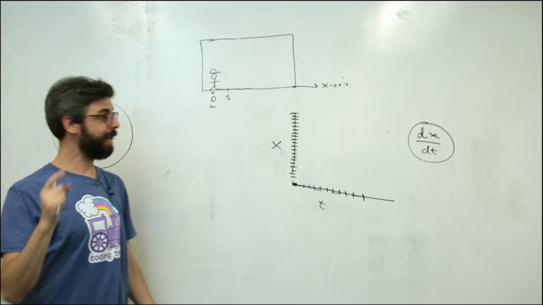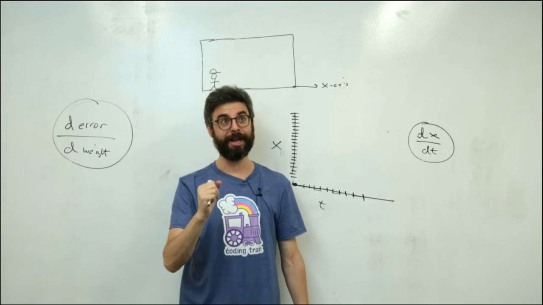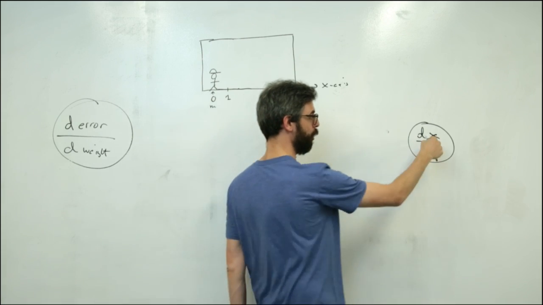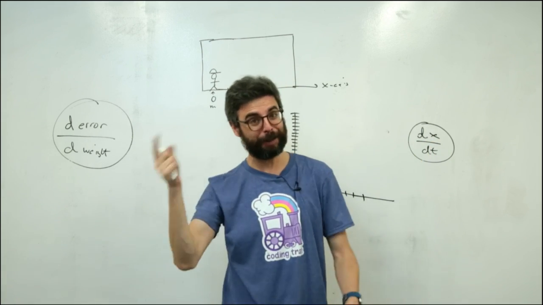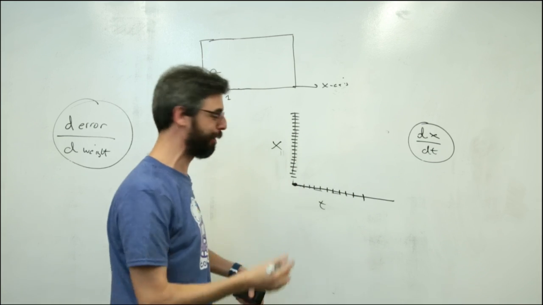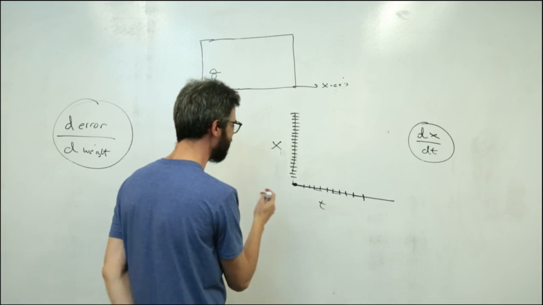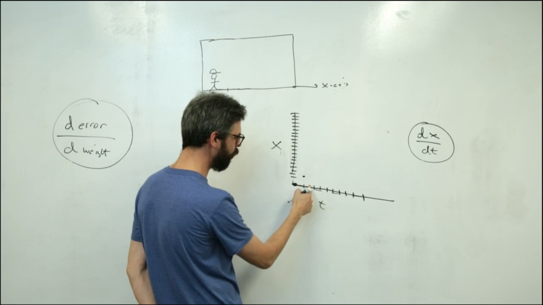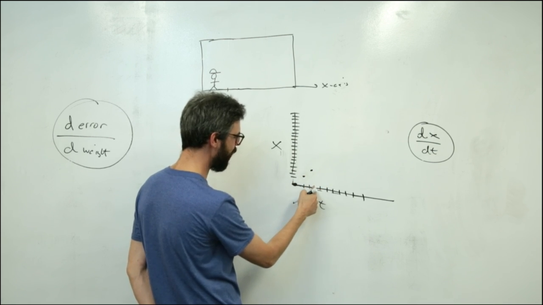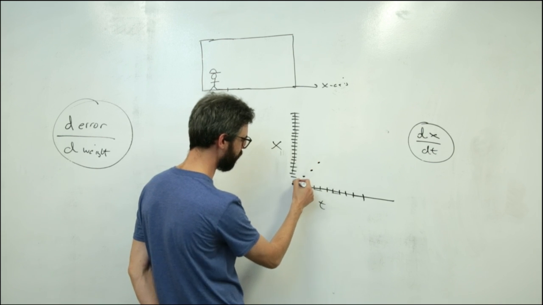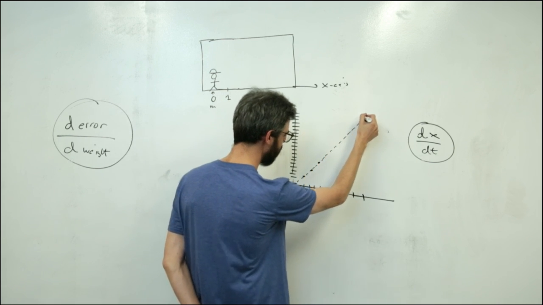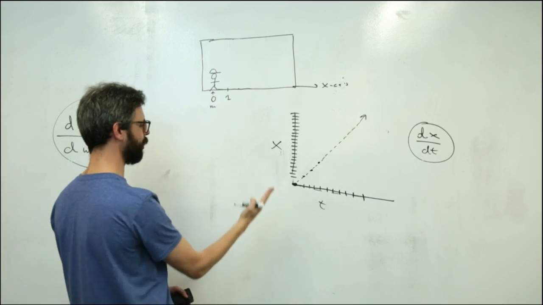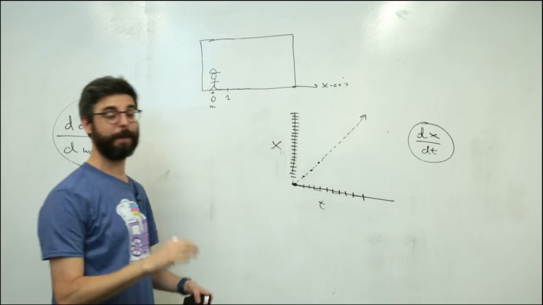So let's say that the runner is running 2 meters per second, right? dx/dt. Now, 2 meters per second, I'm kind of leading the witness here. But so at 1 second, the runner is at 2 meters. At 2 seconds, the runner is at 4. At 3 seconds, the runner is at 6. So this is what the graph is going to look like. My scale is off, but you'll see the idea here.